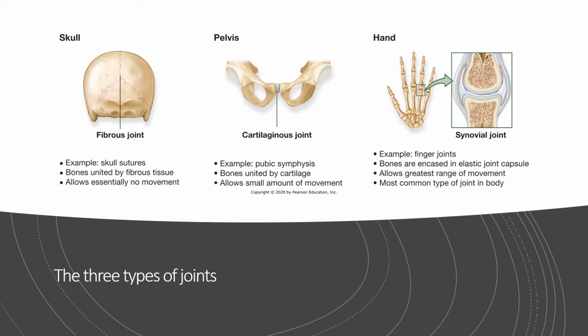Cartilaginous joints allow for a small amount of movement, and the bones there are united by cartilage. An example here would be the pubic symphysis. The ones that we think of commonly as joints are the synovial joints. An example here is the finger joints. The bones are encased in an elastic joint capsule, and this allows for greatest range of movement, and this is going to be the most common type of joint in the body.